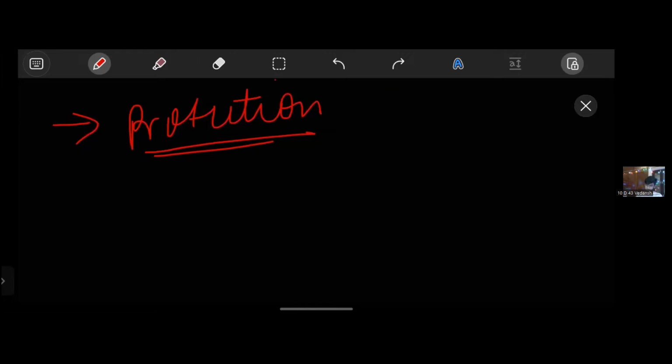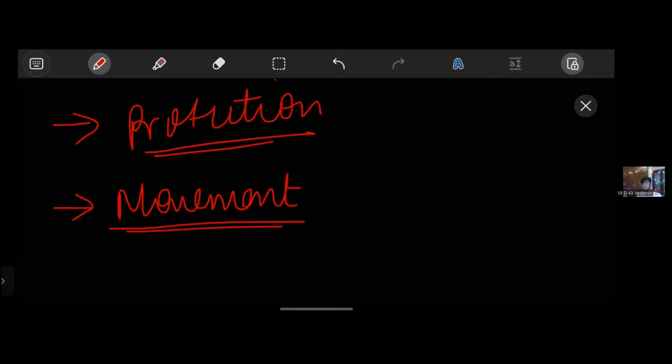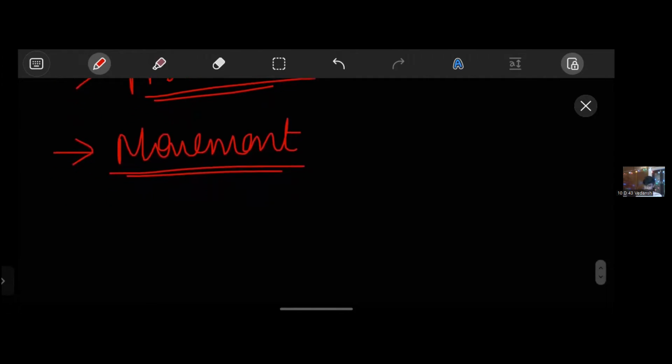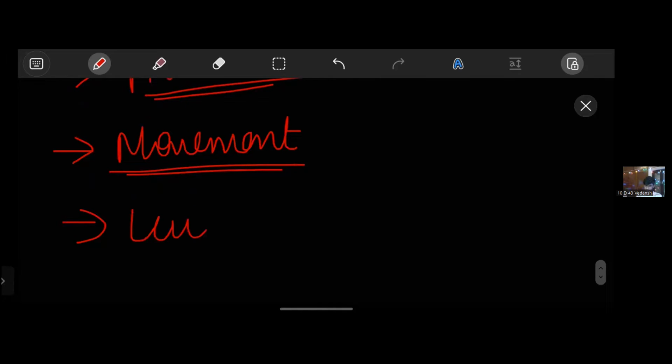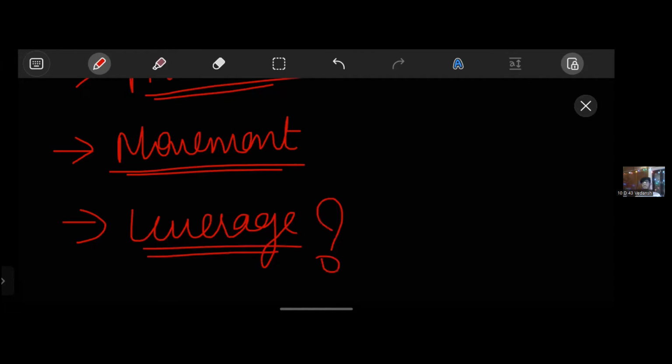Next thing, movement. Movement, as we know, support and structure provide kar raha hai. I'm moving my hand here in the air, I'm writing, that is due to bone. Leverage. How leverage? If you are not familiar with the word, let me tell you, leverage basically means lever, which basically increases the speed and distance of muscles.